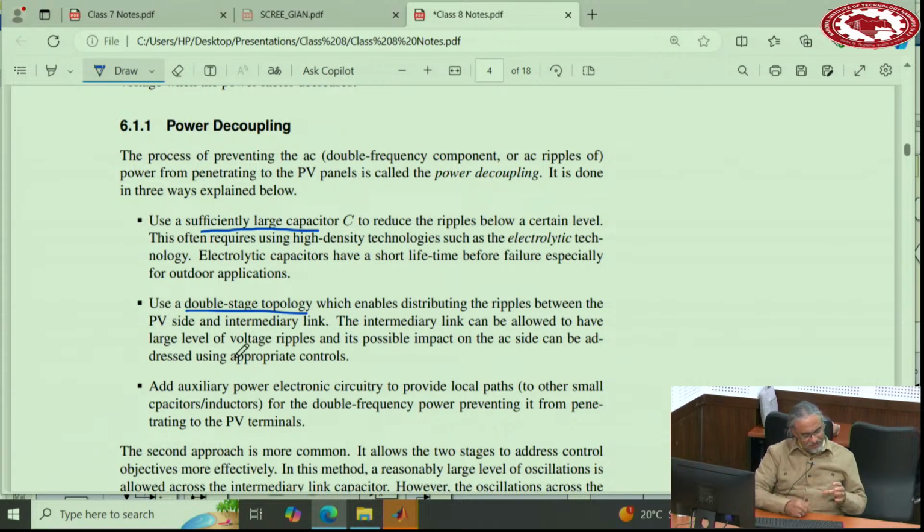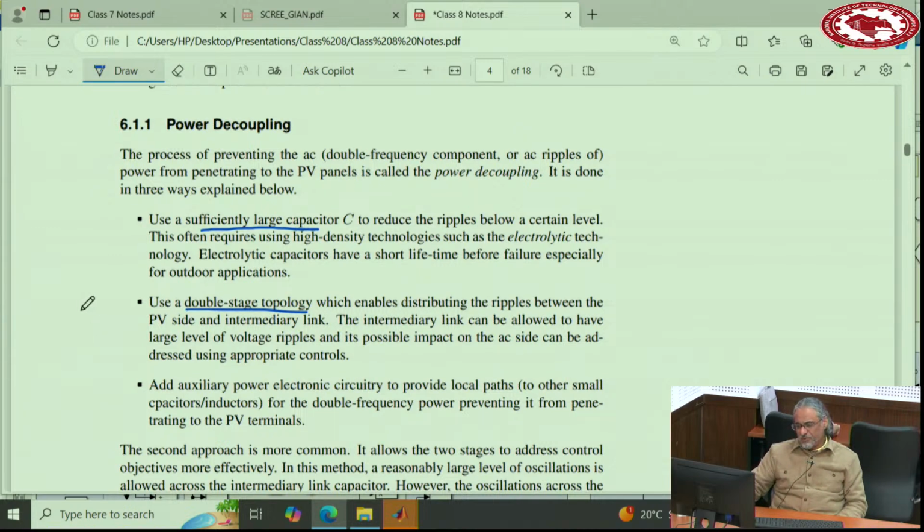So you need to have a power electronic circuit again, with another capacitor on the other side of the circuit, maybe a smaller capacitor, but you will allow a large amount of ripple on that capacitor. But that capacitor is not connected to anything, so you don't mind. You transfer these ripples from this capacitor to another smaller capacitor, make them large ripples there, but remove them from here. So that is also an approach which is used.